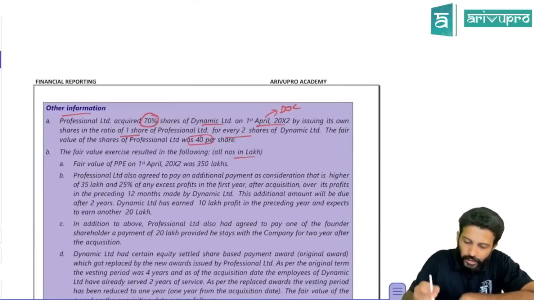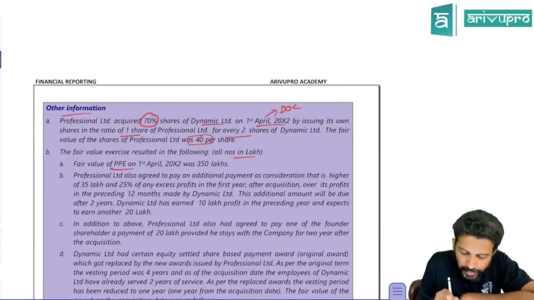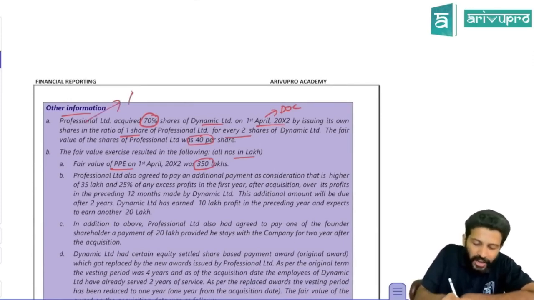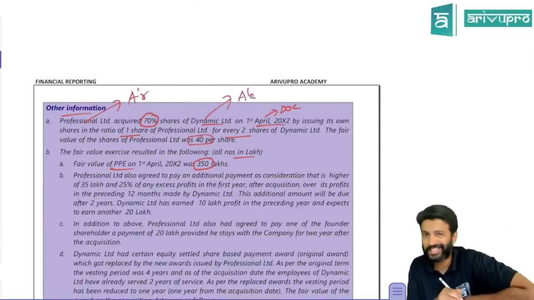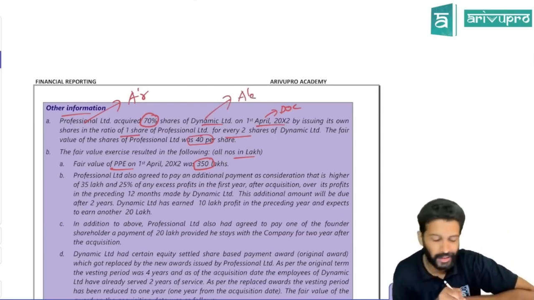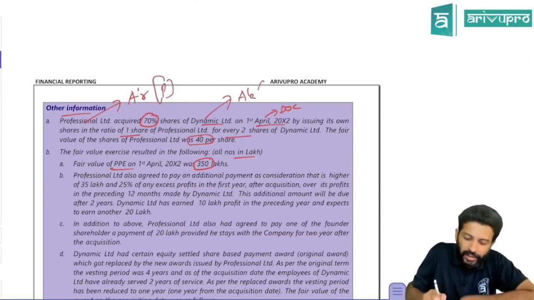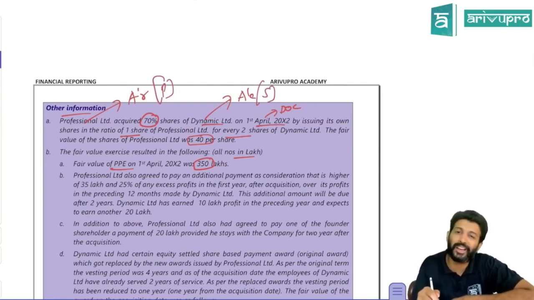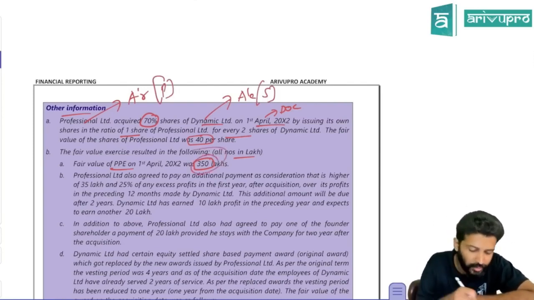Now the fair value of PPE was 350 lakhs. We know that here Professional is the acquirer and Dynamic is the acquiree. Professional is the parent and Dynamic is the subsidiary company. You have to take over all the assets and liabilities of the subsidiary company at fair value. So they've given this fair value.